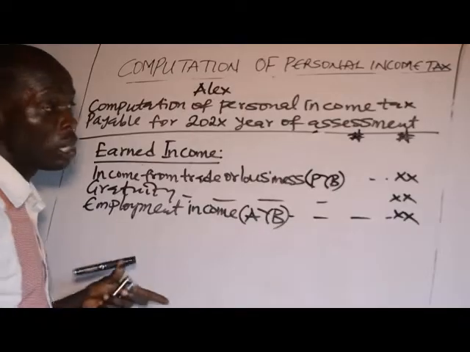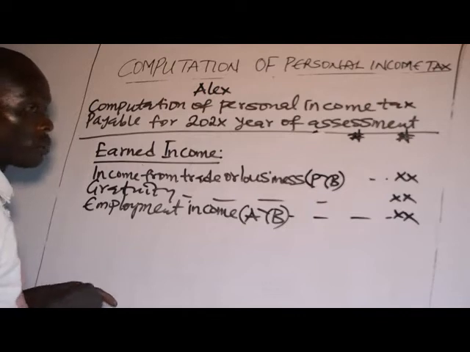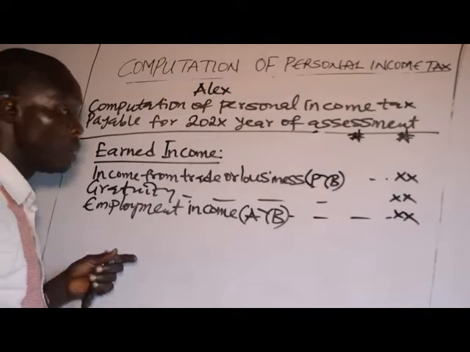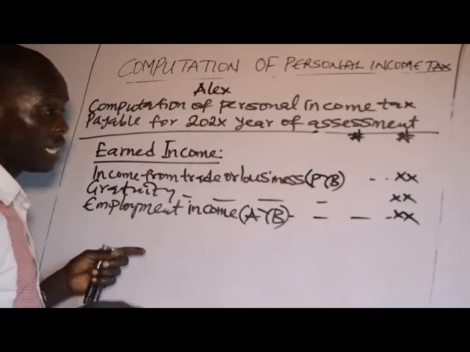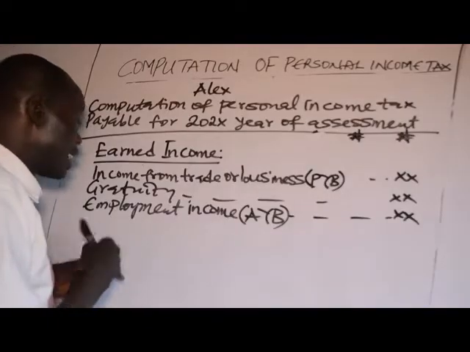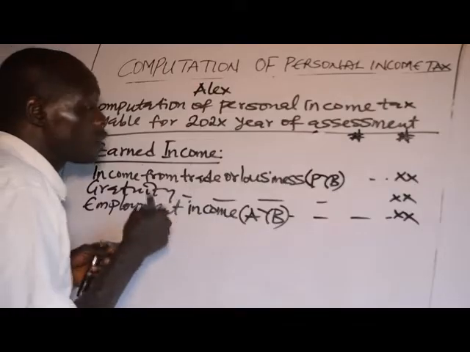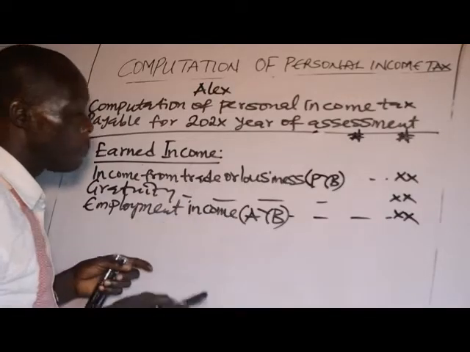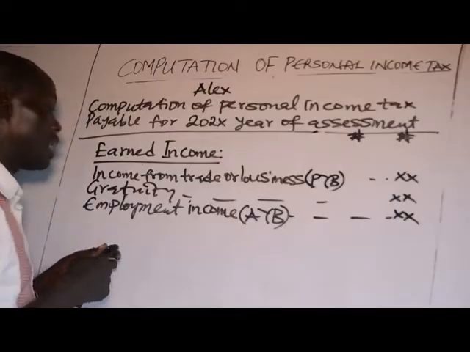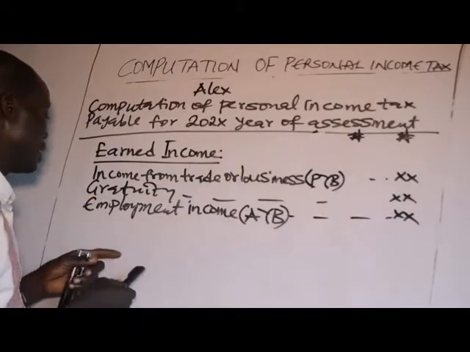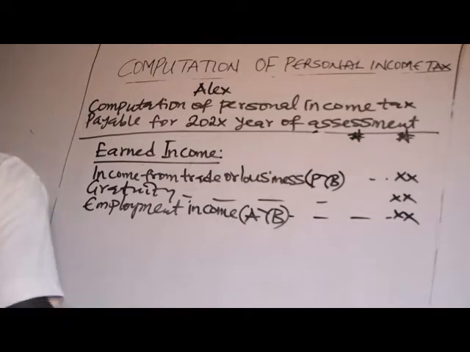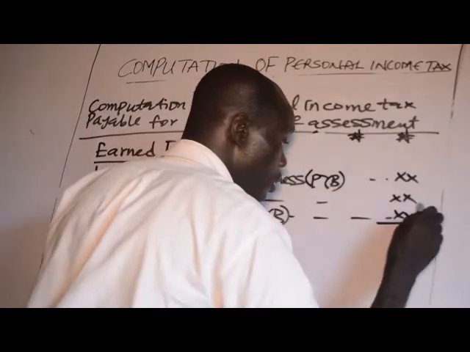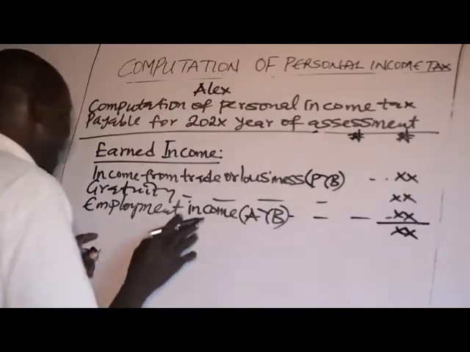Benefit in kind: accommodation, the rental value of the accommodation. Then where the employee enjoyed a personal car from the employer, 5% of the value of the asset. Any asset, it may not be a car. So whatever asset is enjoyed by the employee, 5% of the cost of the asset, or 5% of the market value of the asset where the cost cannot be ascertained. So all the taxable benefits in kind will fall under this. After all these have been considered, you sum them up to get the total of the earned income.